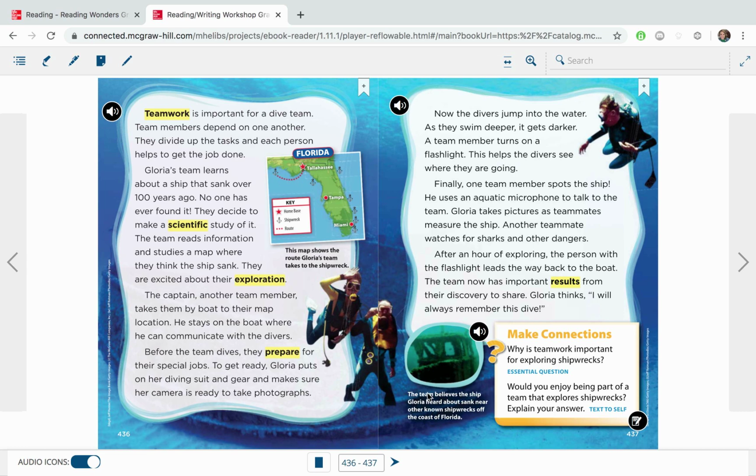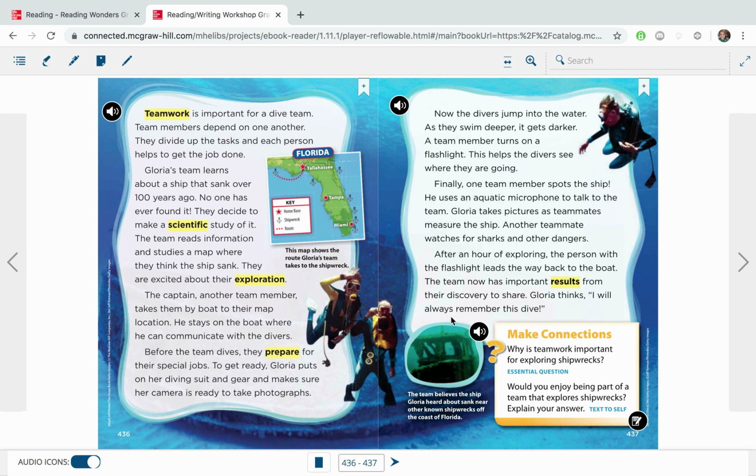Here is where the team believes the ship Gloria heard about sank, near the known shipwrecks off the coast of Florida. So you can see that she took this photograph, which was pretty cool, and all the algae that's grown on it. It's really neat to be able to think that you can discover things that have been around for so long, and they've been here, but nobody's even seen them before.